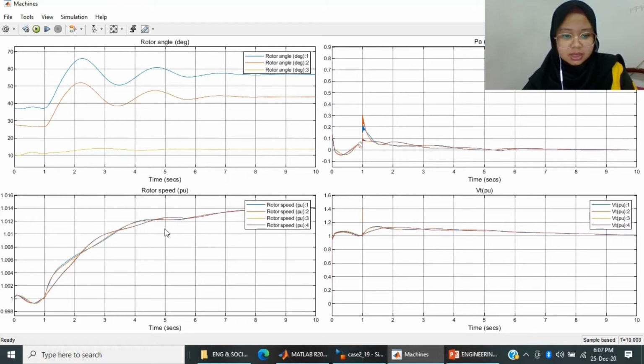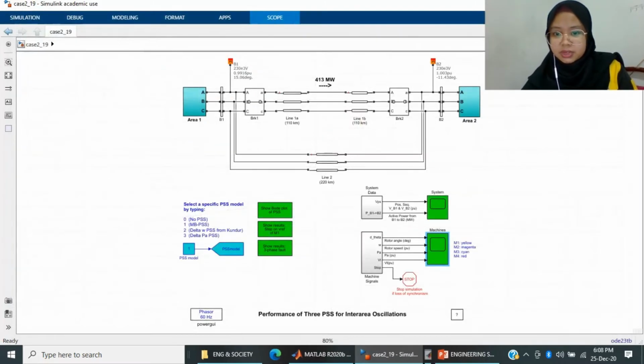Next, based on the graph for rotor speed, the speed of the system is increasing, and then for the voltage, a spike of generator 1 and generator 2 occurred and it reached steady state after 5 seconds.